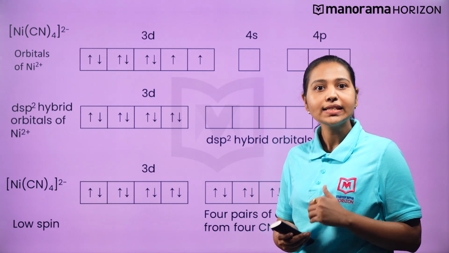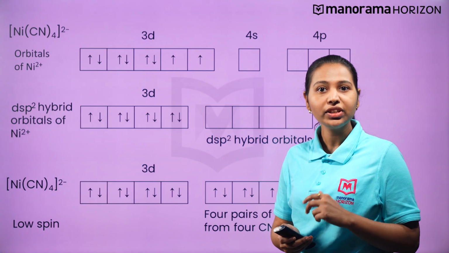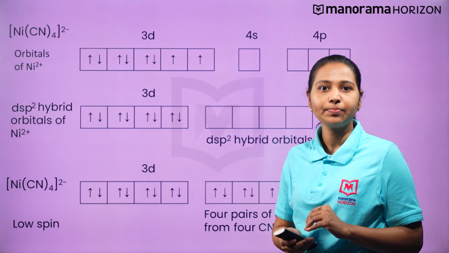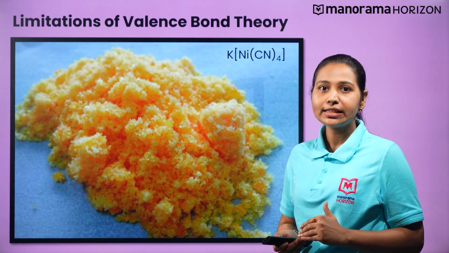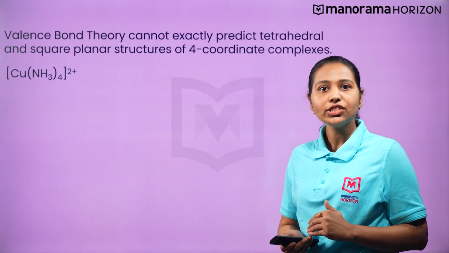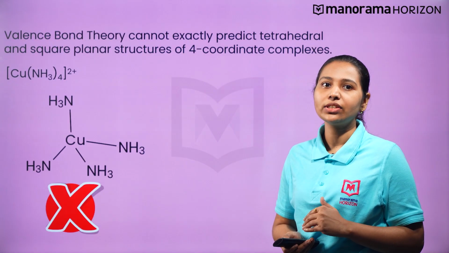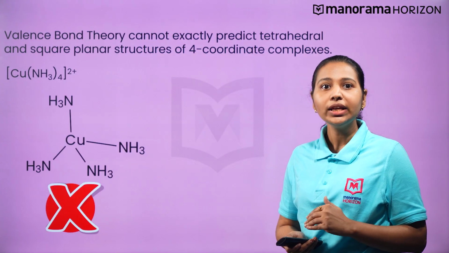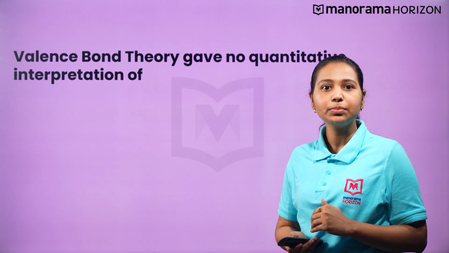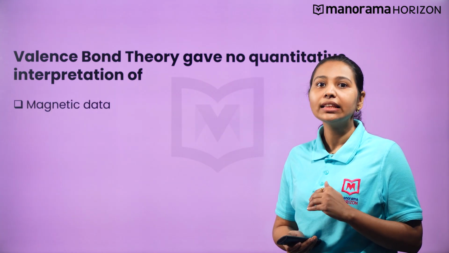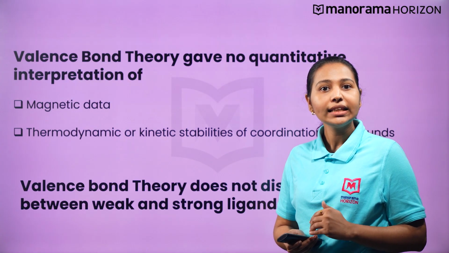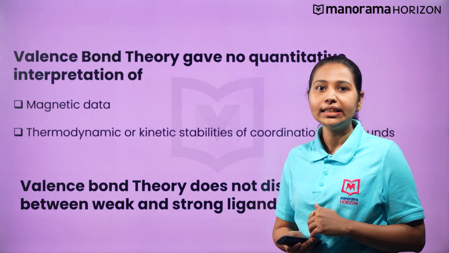Although valence bond theory successfully explains the formation, geometry and magnetic behavior of coordination complexes, the theory suffers from certain drawbacks. Valence bond theory could not explain the color exhibited by coordination compounds. According to valence bond theory, tetraamminecopper complex has a tetrahedral structure. However, X-ray analysis proved it is square planar in nature. Further, valence bond theory failed to interpret the magnetic behavior as well as the thermodynamic and kinetic stabilities of coordination complexes. Also, it cannot distinguish between weak and strong ligands.